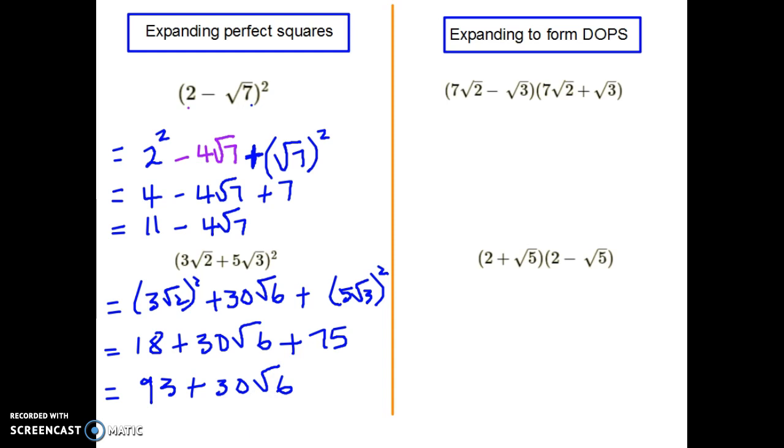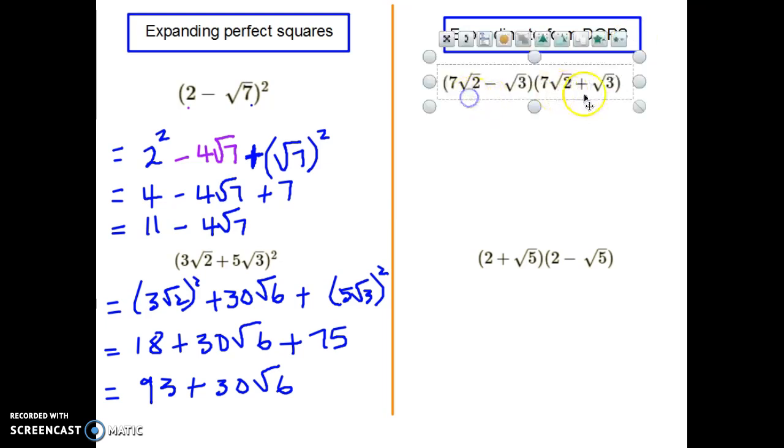Over here we've got expanding to form dots. Now as I said in the previous slide, what you're looking for is two brackets where the terms are the same, 7 root 2 in both, root 3 in both, but one of the brackets has a minus, one of the brackets has a plus. Same thing down here. One of them's got a plus, one of them's got a minus. It doesn't matter which one comes first.